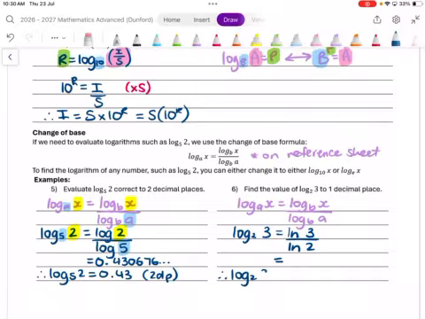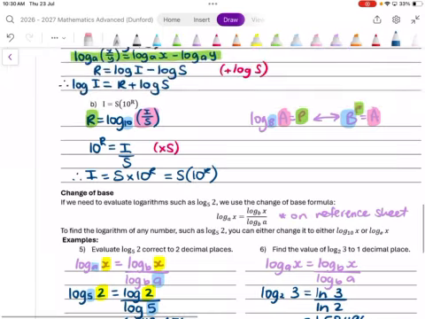Alrighty. Has anyone put that in the calculator for me yet? We get 1.58496... So to 1 decimal place for this question, it is 1.6.